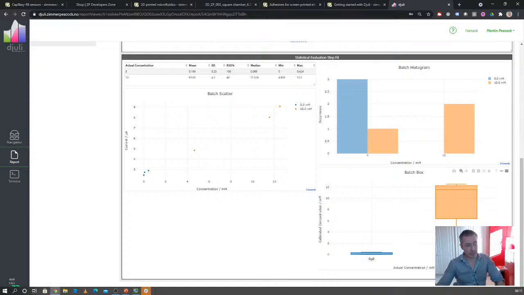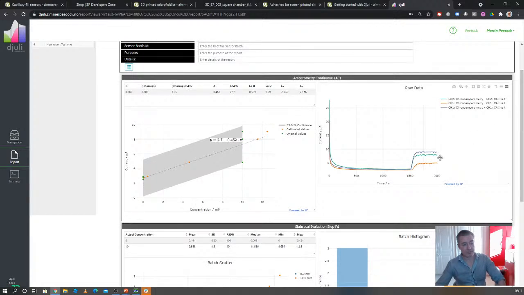Essentially, you can see that at 0 millimolar, we've got very consistent data. It's just when we went to the 10 millimolar, you can see from this box graph that we had an outlier, and you can see that in the raw data there.